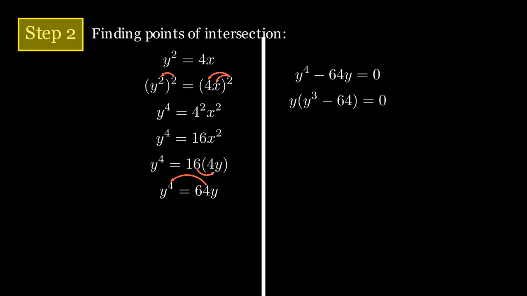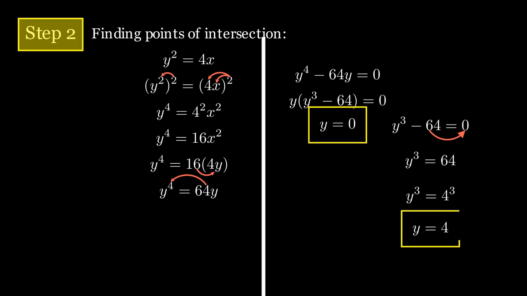Now, the multiplication of two factors equals 0, then y equals 0 and y cubed minus 64 equals 0. Here, 64 goes to the right-hand side, y to the power of 3 equals 64. Then 64 rewrite as 4 power 3, now y cubed equals 4 cubed. Here both sides' powers are equal. Assuming the bases are equal, then y equals 4. Now, y equals 0 and y equals 4.